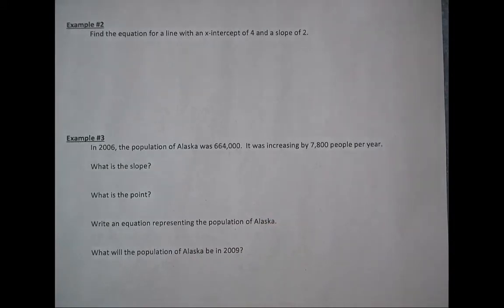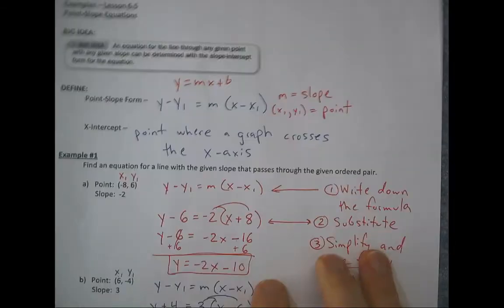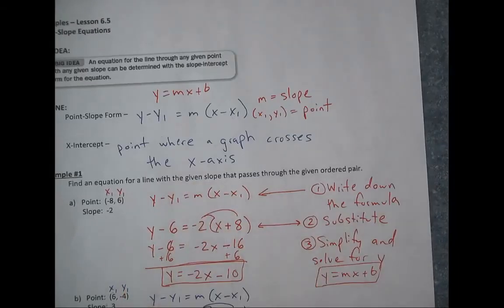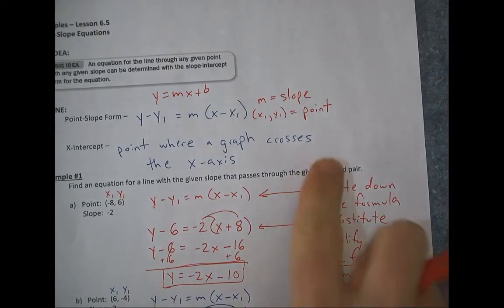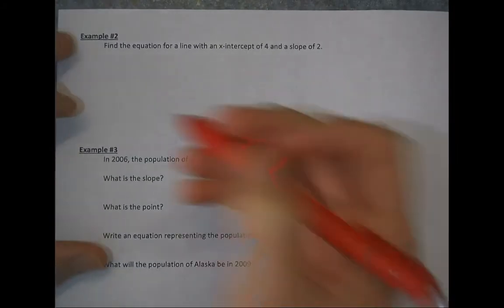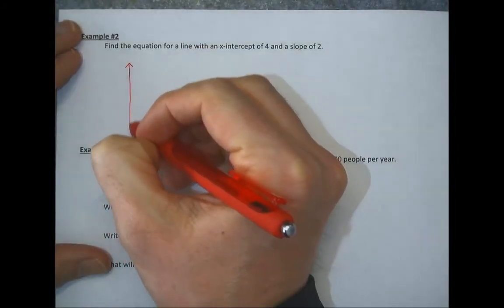So example number 2, let's find the equation for a line with an x-intercept of 4 and a slope of 2. So your x-intercept, going back to the definition on the front, that's the point on a graph where it crosses the x-axis. Okay, so the x-intercept, kind of like the y-intercept, but it's on the x-axis.